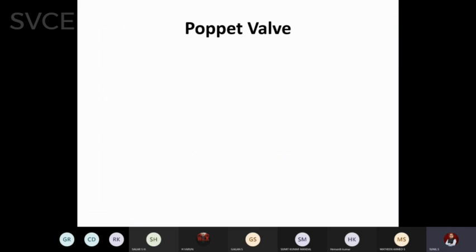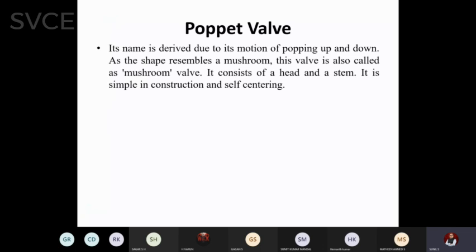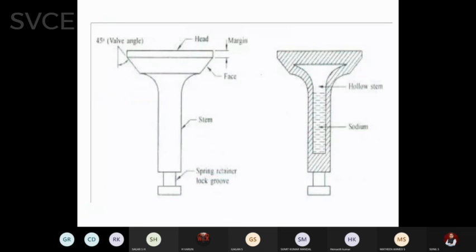So poppet valve, one by one we will discuss. Just take down this sketch. Please make a note of the rough sketch.